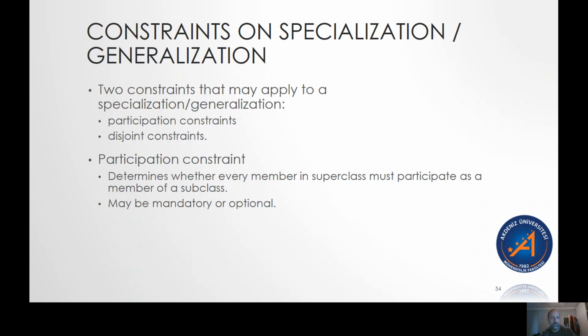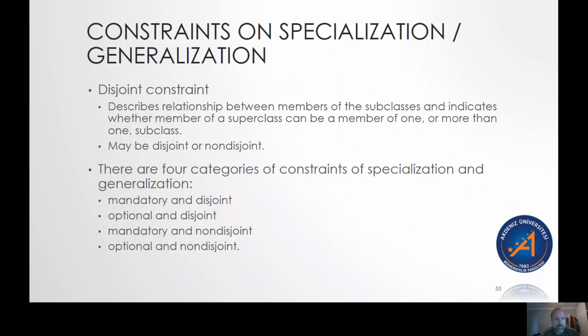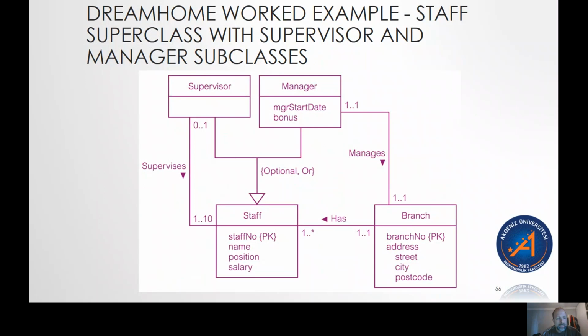So again, let's see. Here I want to talk about this real quick. Again, the whole disjoint and non-disjoint. That's that whole and or part of that relationship. So you could have a mandatory disjoint, mandatory or. Okay. Optional disjoint, optional or, mandatory and, optional and. Okay. So a couple more examples and then we'll call it a day.